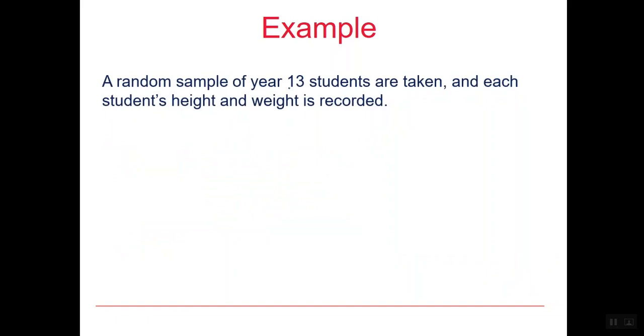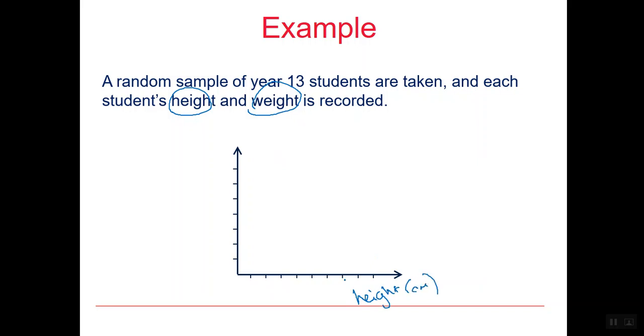A random sample of Year 13s are taken and each student's height and weight is recorded. Again, this data is random on random, but we would expect height to have an effect on someone's weight. So we would put the height on the x-axis and we would put their mass on the y-axis.